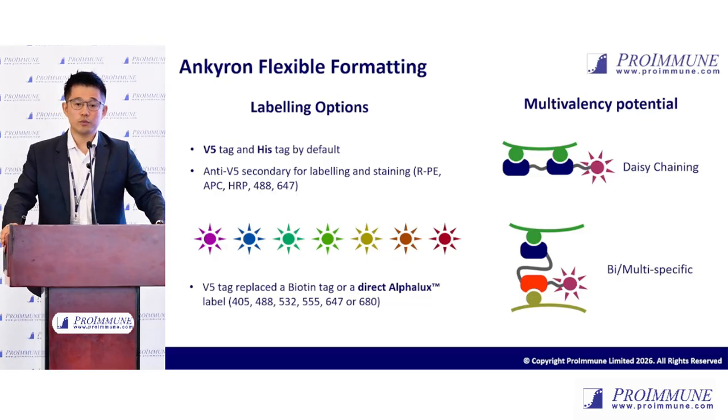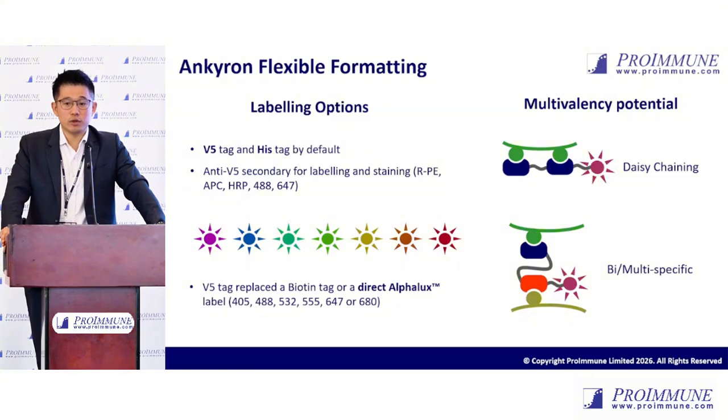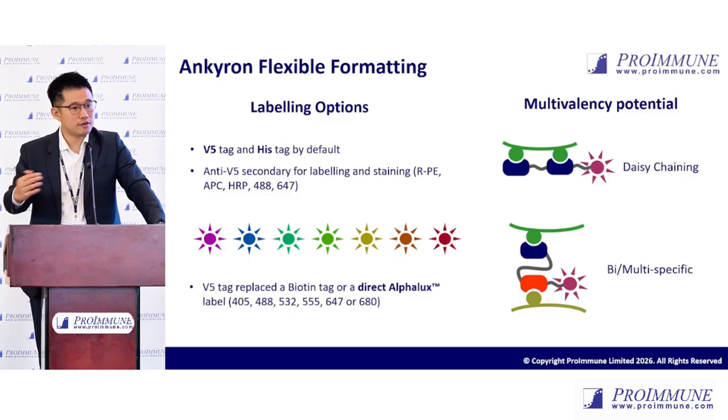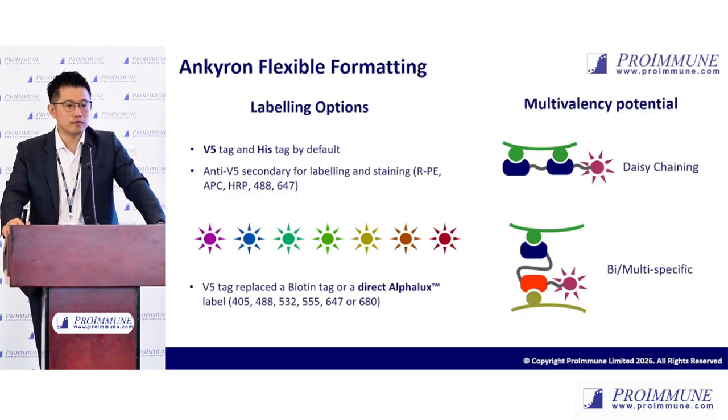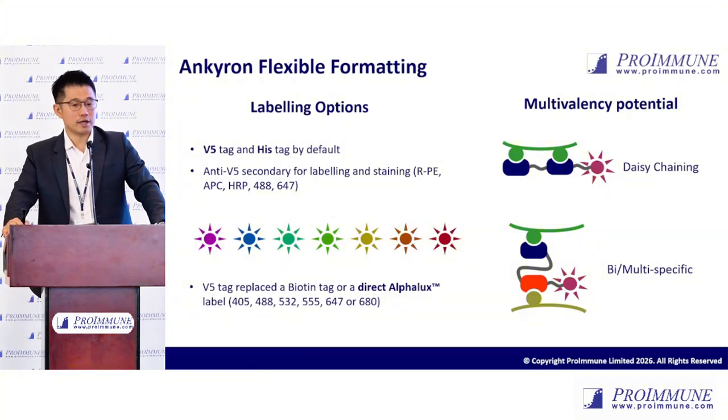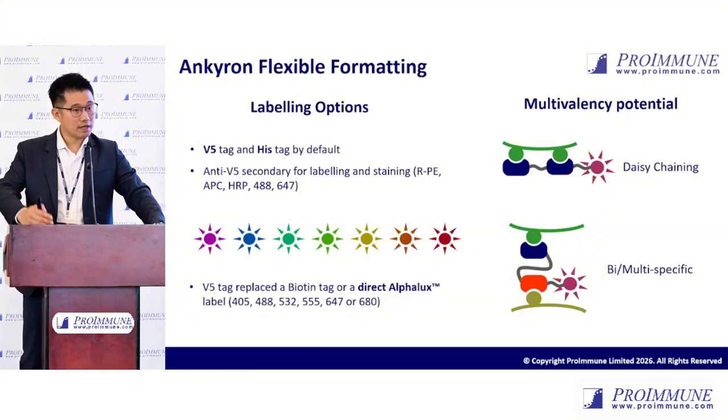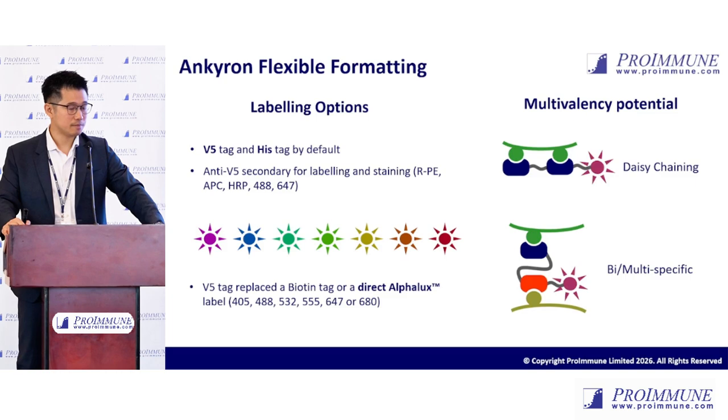Afterwards, we can make the Ankyrons into a direct labeling method where we don't have to think about a secondary anymore. What we do is cleave the V5 and then directly conjugate the fluorescent tag of your choice onto the Ankyron, so you can directly stain your samples.